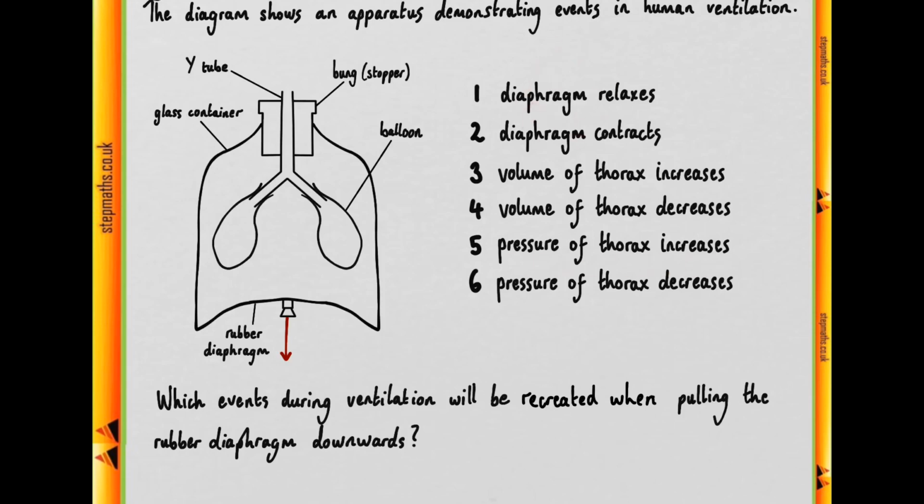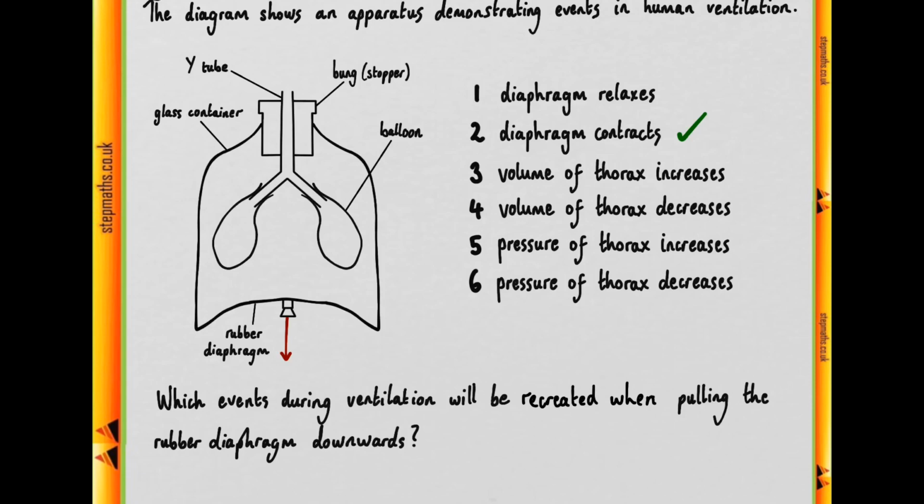Let's start with the first 2, which relate to the diaphragm, whether it relaxes or contracts when the diaphragm is pulled downwards. Well, when the diaphragm is at rest, it forms this curved shape you can see here, and that's when the diaphragm's relaxed, so therefore pulling it down will recreate contraction. So we have that the diaphragm is contracting, and now let's think about why the diaphragm would be contracting.